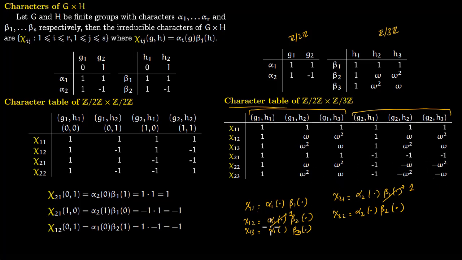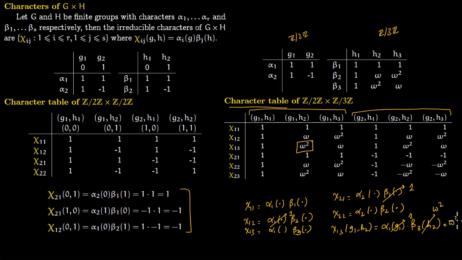If you find it difficult to do it like this, you can practice by picking up an element. Where did this come from? This is chi 1 3 of G1 H2, so you can say this is alpha 1 G1 times beta 3 H2. Alpha 1 G1 is 1, and beta 3 H2 is omega square.